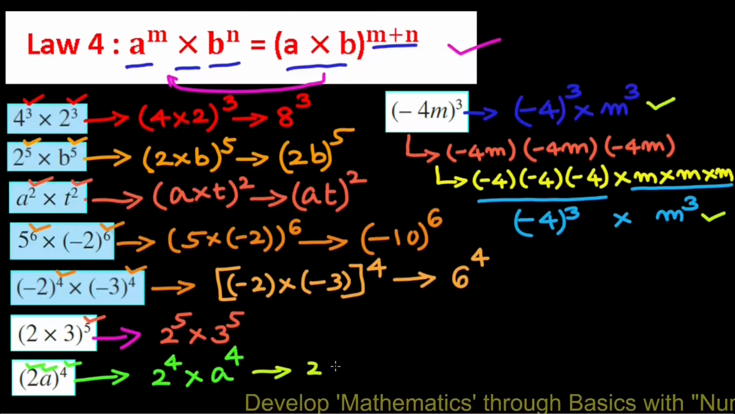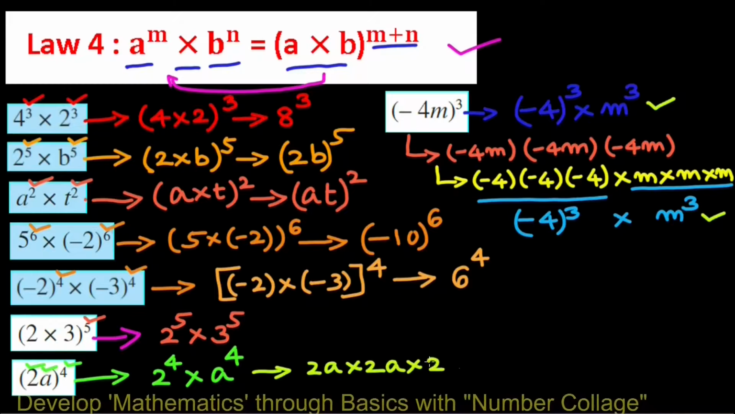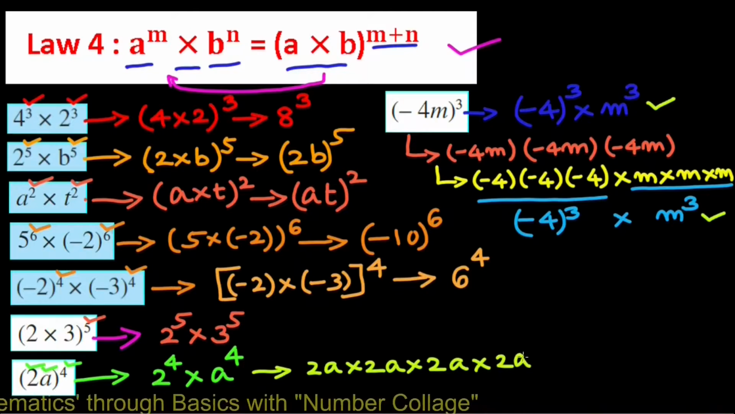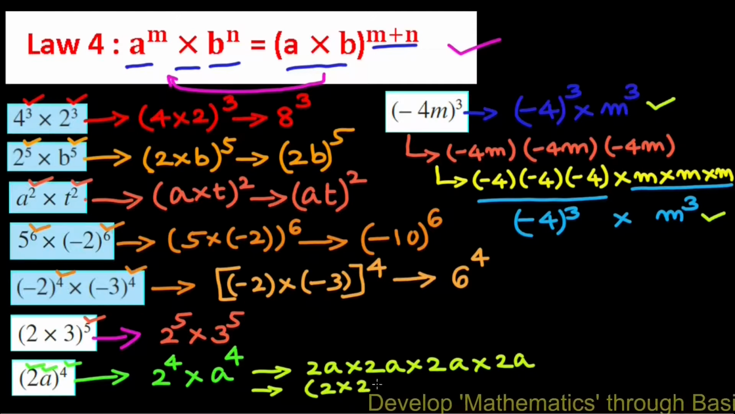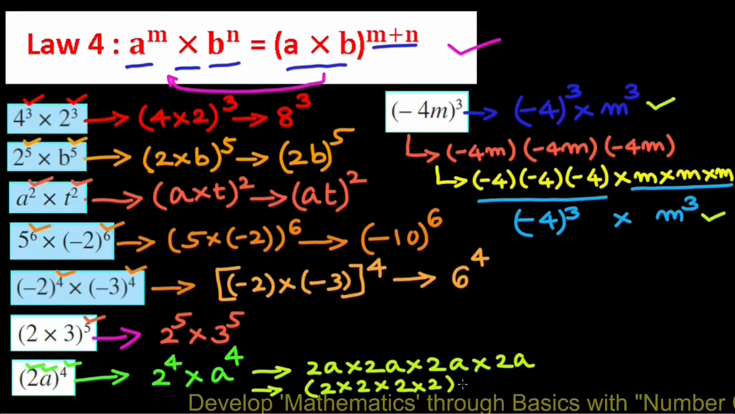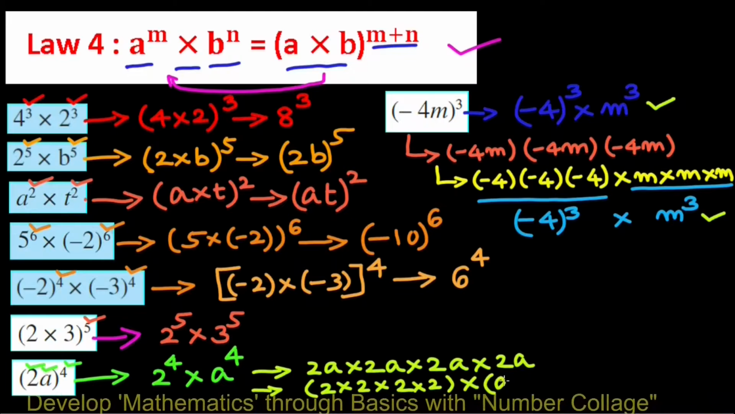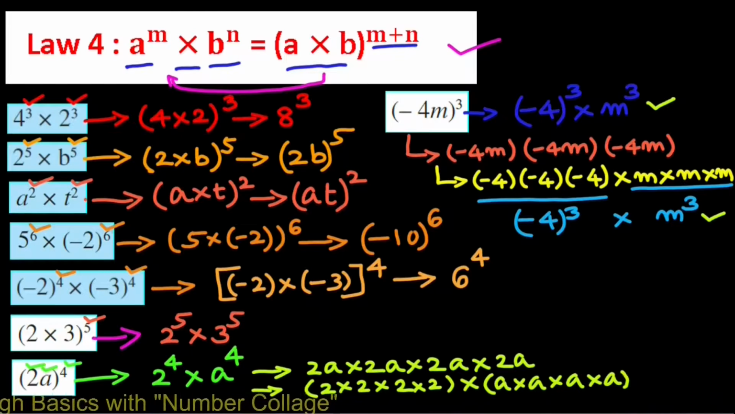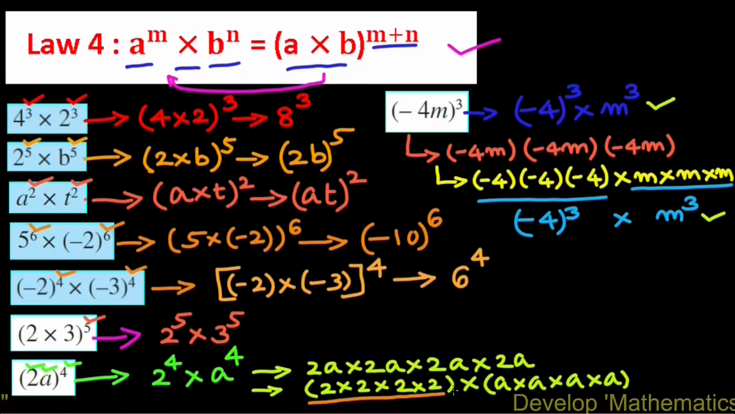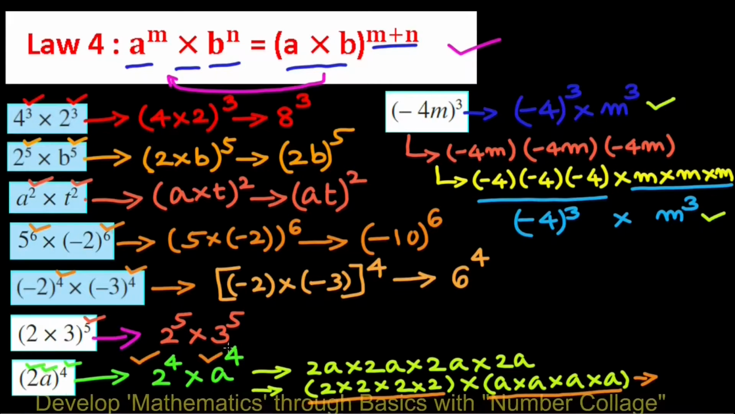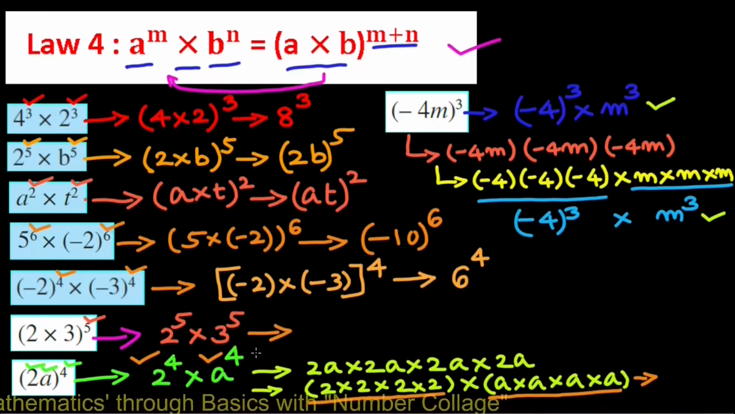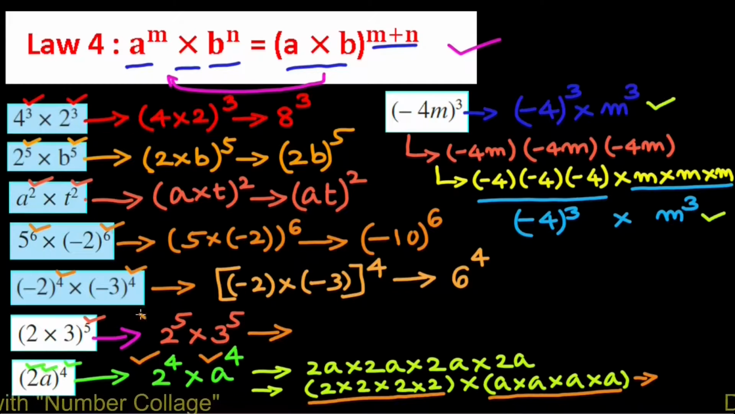Same thing we can do here. We will multiply 2a multiplied by 2a multiplied by 2a multiplied by 2a, 4 times. Then we write it by separating out 2 multiplied by 2 multiplied by 2 multiplied by 2, 4 times, then writing the multiplication of a 4 times. So for this multiplication of 2 4 times, we will write this 2 raised to 4, and for this multiplication of a 4 times we can write a raised to 4. In the same way we can solve this sum also, 2 multiplied by 3 raised to 5, and get the same answer.